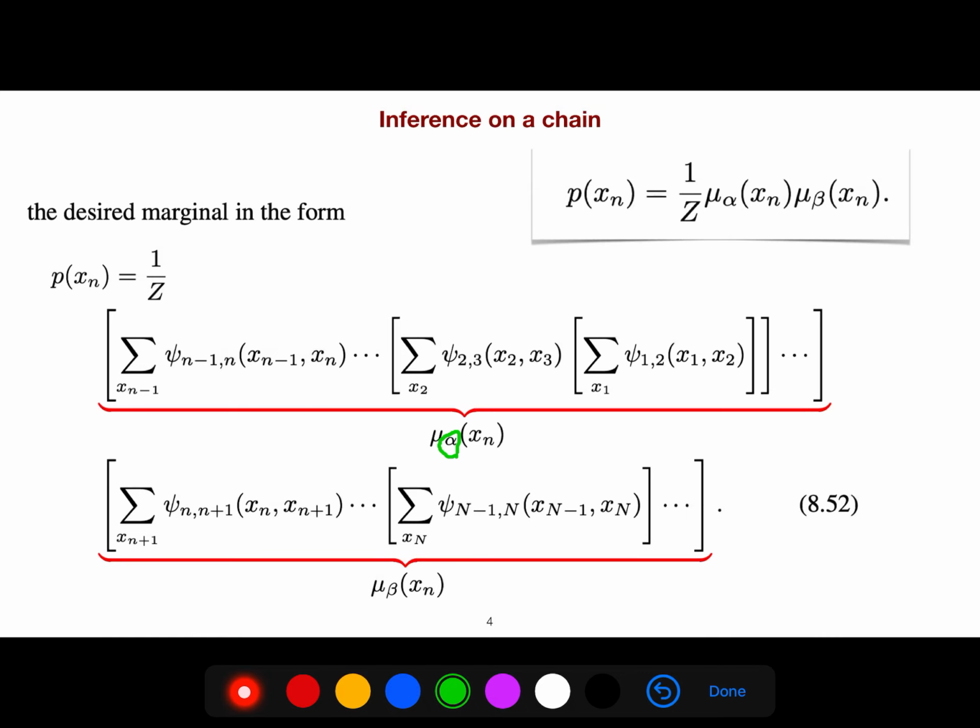So if you call this mu of alpha and this mu of beta, then you multiply them and you normalize by Z, and it becomes the probability of one of them. For example, this is xn. What is the probability of xn becoming label number 1, label number 2, and so on? Because this one could have different colors, or let's say labels.